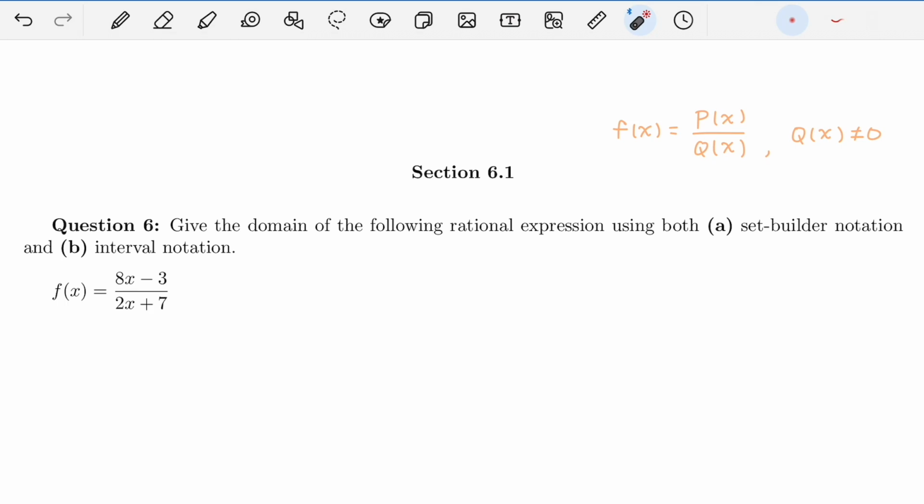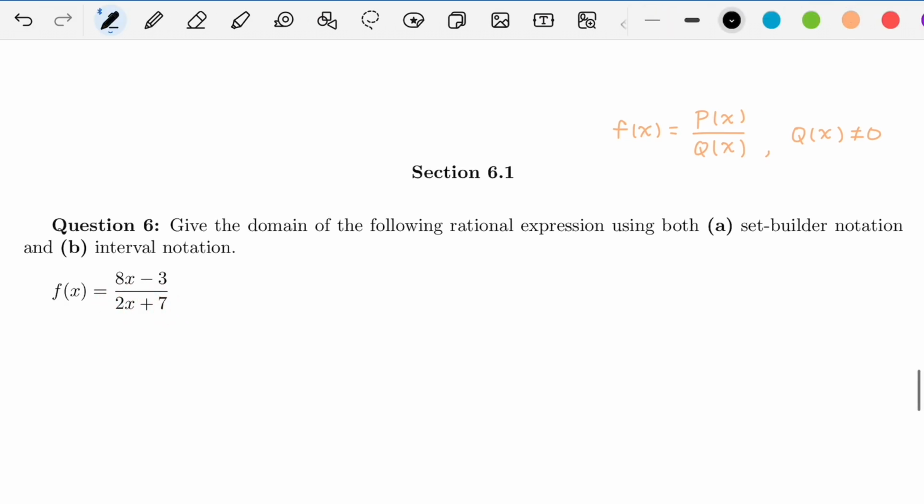So going back to this question here, if we want to give the domain of this guy, we know that this function is going to take as an input all real numbers except those which make this denominator here 0, because that would make this entire function undefined. So what we need to do is figure out which values for x will make this denominator equal to 0.